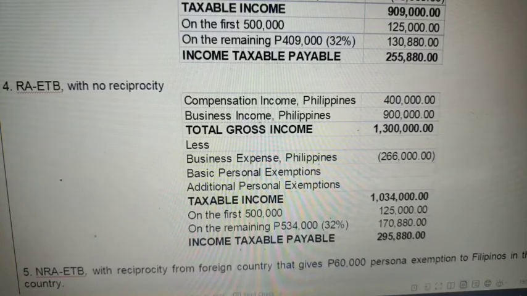Now, let us proceed. So mabilisan lang to, no? Kasi alam niyo na yung processes on how to compute, right?